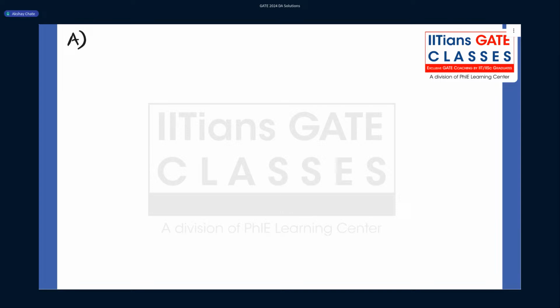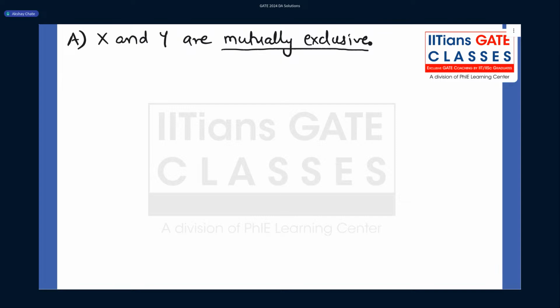The first option says the events X and Y are mutually exclusive. This is the claim that option A makes. Now we have to check whether it's correct or false. What do you mean by mutually exclusive? That is the key question here.